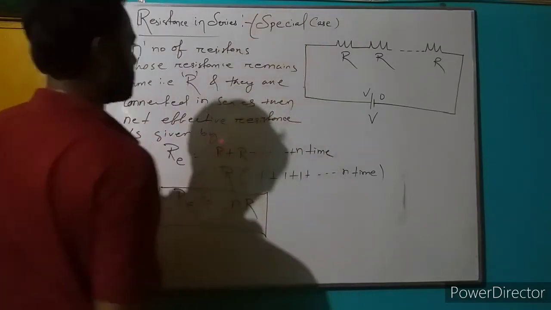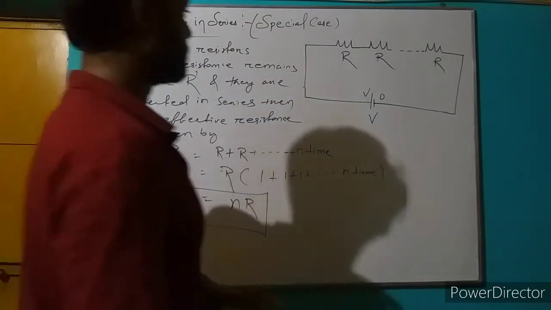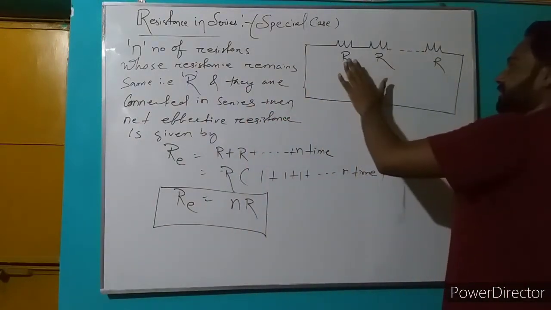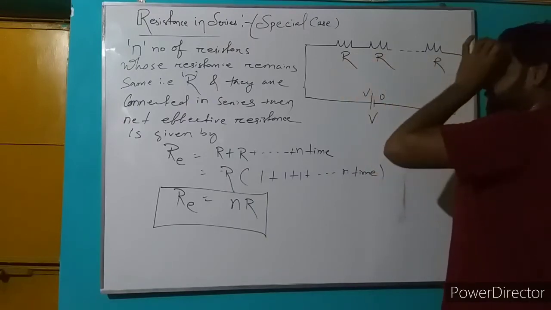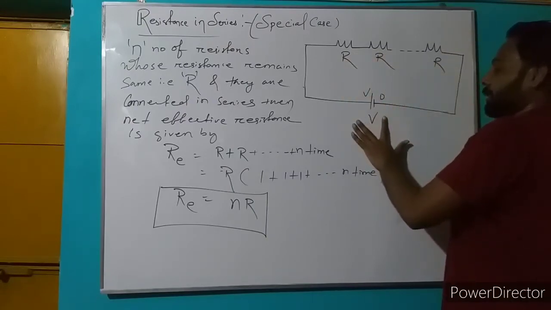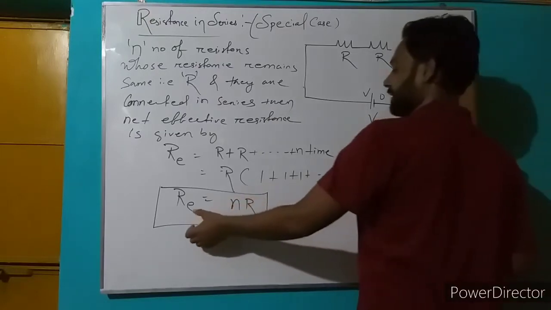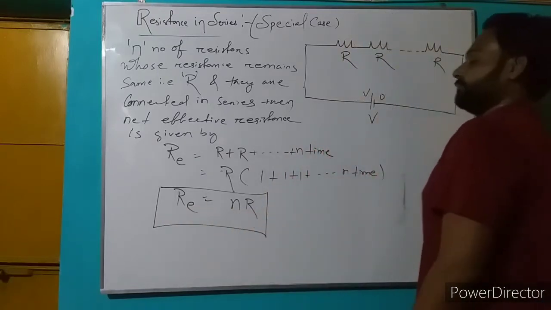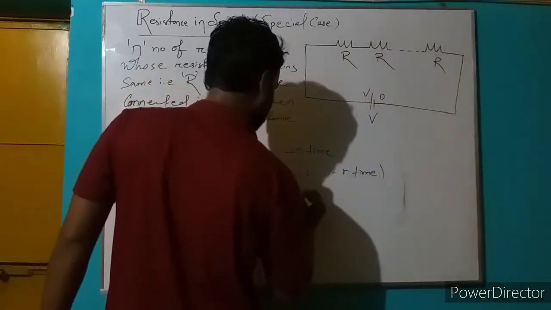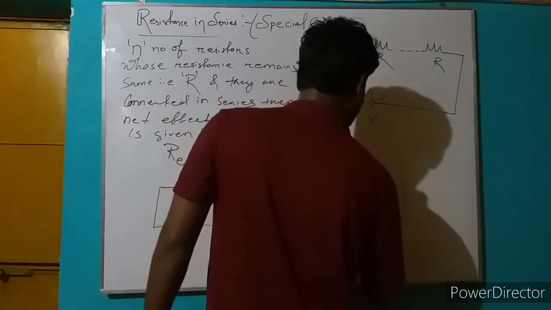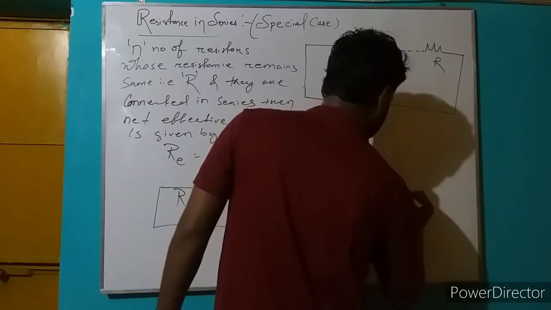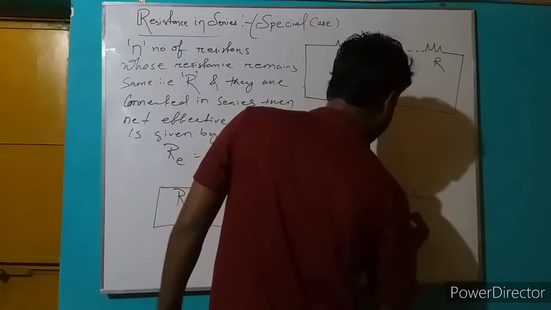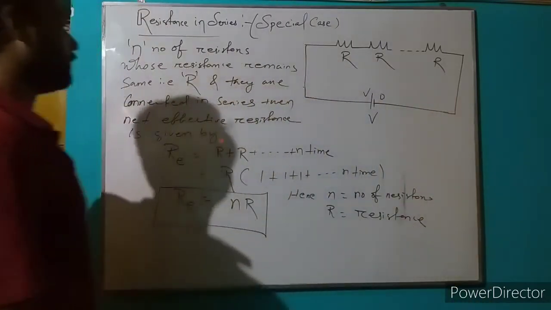In series connection, if n number of resistors whose resistance remains the same, that is R, are connected to a battery, then the effective resistance of the n resistors is given by R effective equal to n into R. Here n equals the number of resistors, R equals the resistance. Please note it.